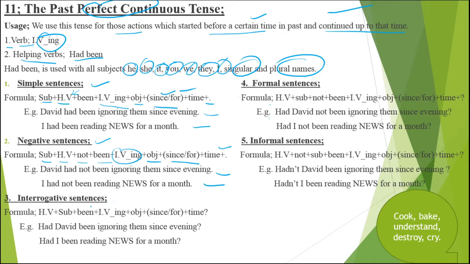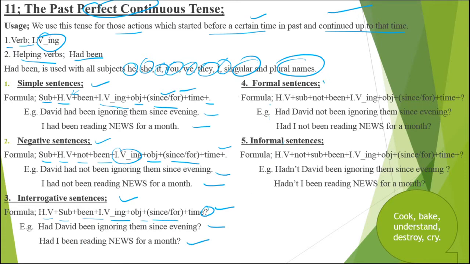Next, we have got interrogative sentences. Formula for them: helping verb, subject, been, first form with ing, object, since and for, time and question mark. Keep in your mind, in interrogative sentences you will be putting a question mark. And what are interrogative sentences? Those sentences in which we ask questions or put queries. Example: had David been ignoring them since evening? Had I been reading news for a month?